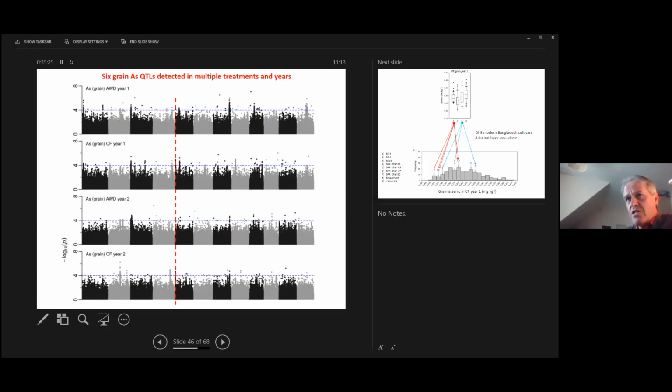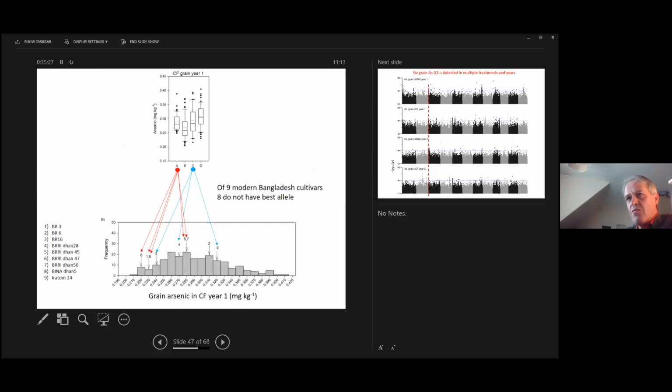So we have another QTL here. I won't do all of the steps that I showed you before, but just the same principle, showing you how different alleles are distributed within modern Bangladeshi cultivars. For this QTL on chromosome 5, we recognize 4 different haplotypes, or major clusters of haplotypes. Cluster B has low grain arsenic. Cluster D is particularly high.